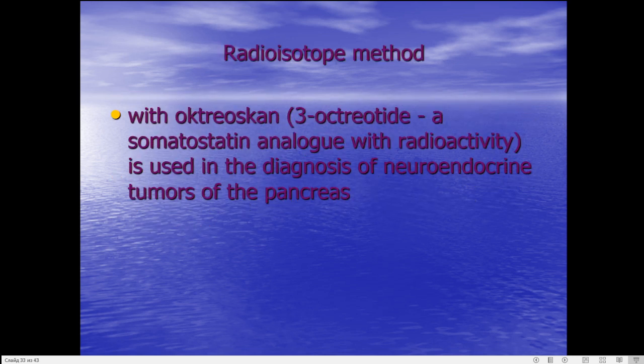Radioisotope method with X-ray scan, 3-octreotide, somatostatin analogue with radioactivity, is used in the diagnosis of neuroendocrine tumor of the pancreas.